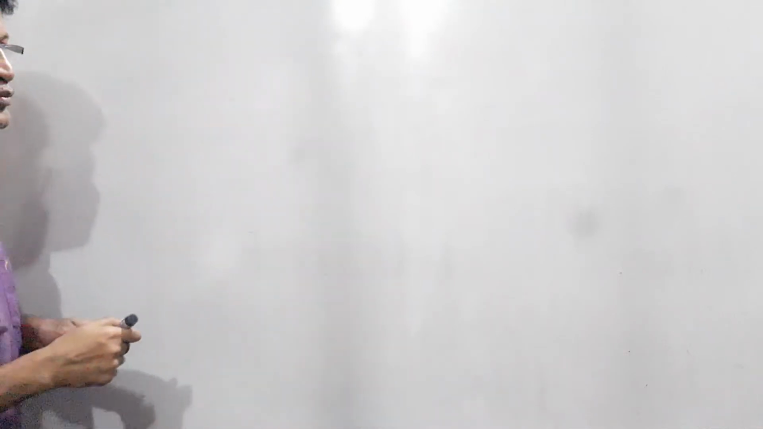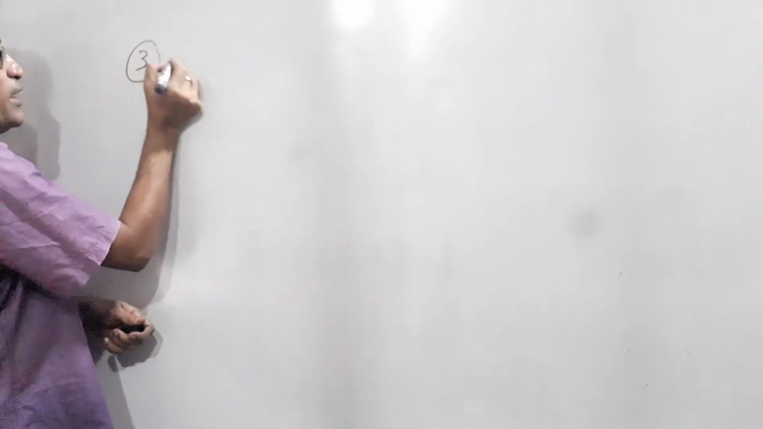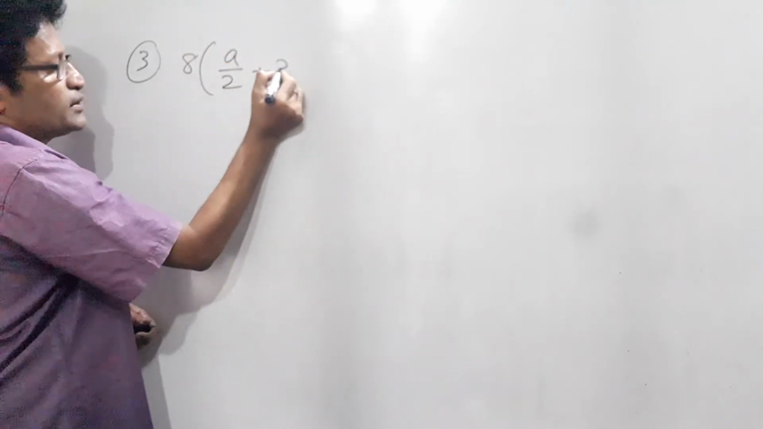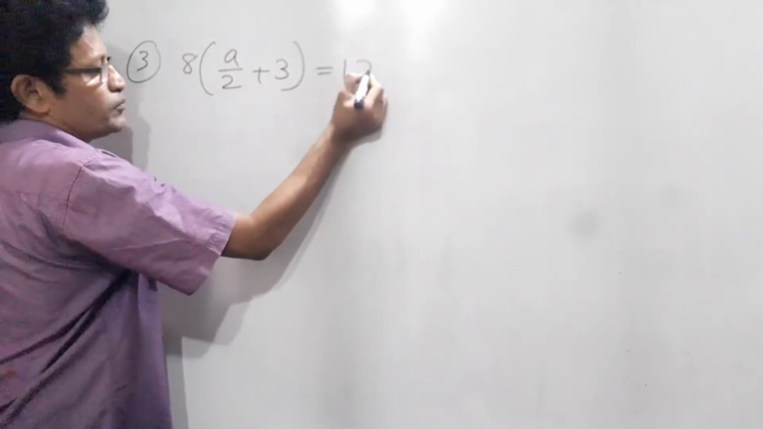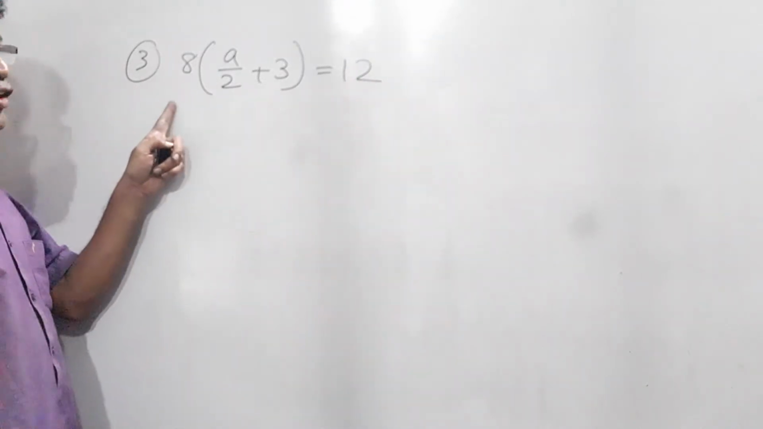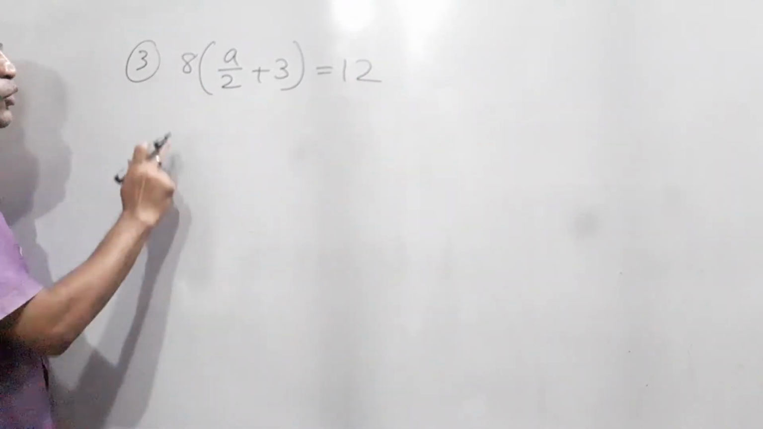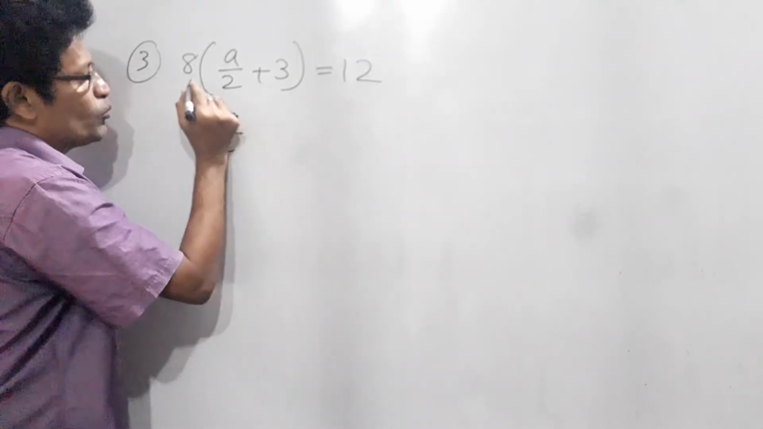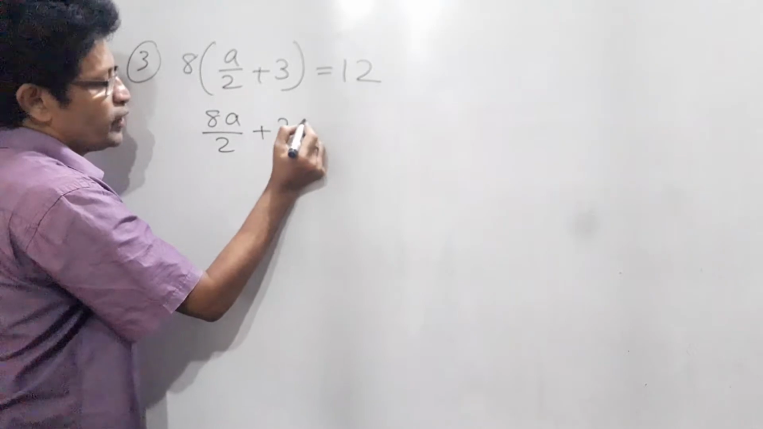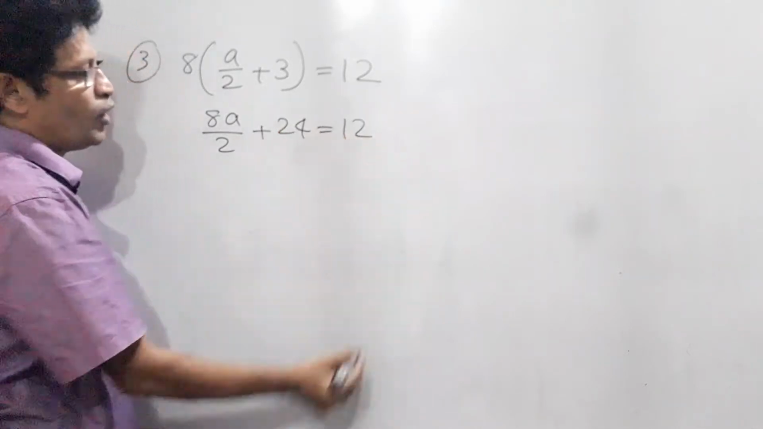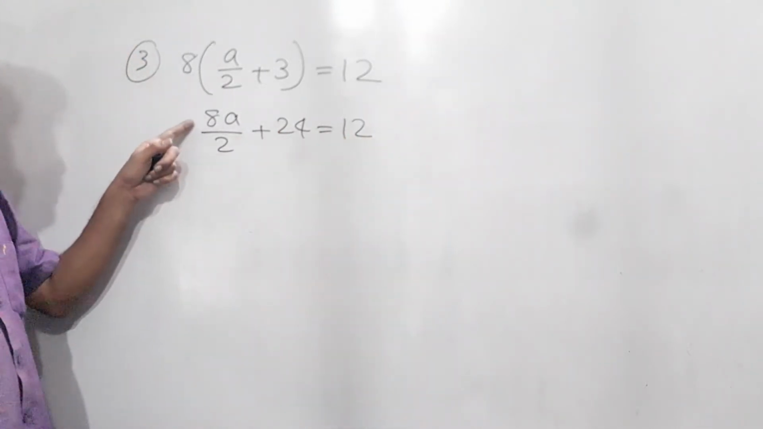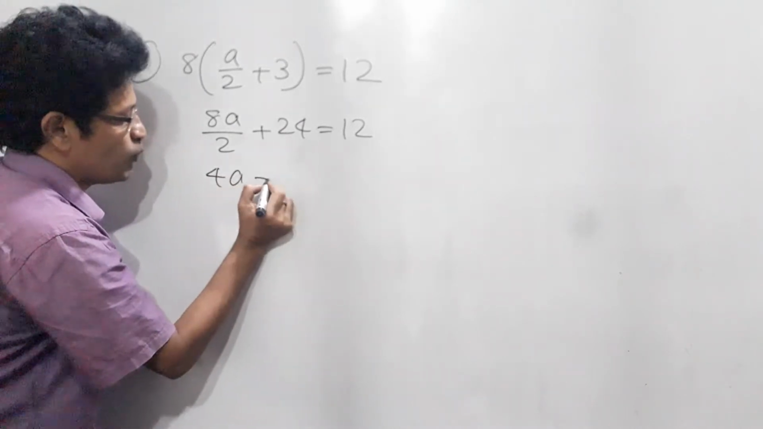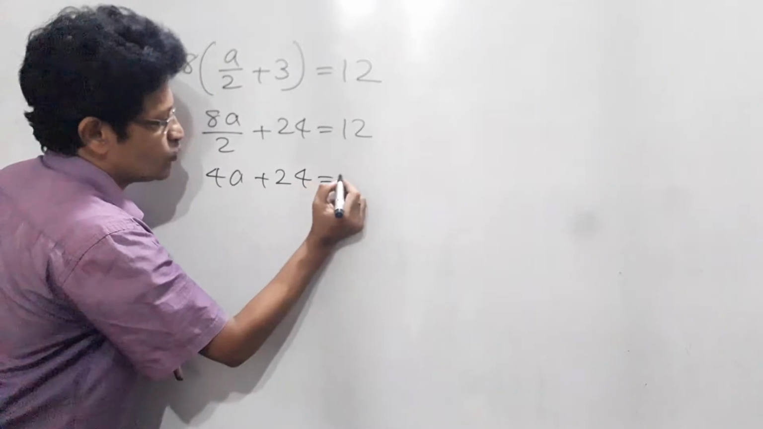Third question is this: 8 times (a/2 + 3) equals 12. Now first of all we have to remove the brackets. So 8 into a is 8a over 2, plus 8 into 3, which is 24, equals 12. Now we have to divide 8 and 2. So 8 divided by 2 is 4. Then 4a plus 24 equals 12.